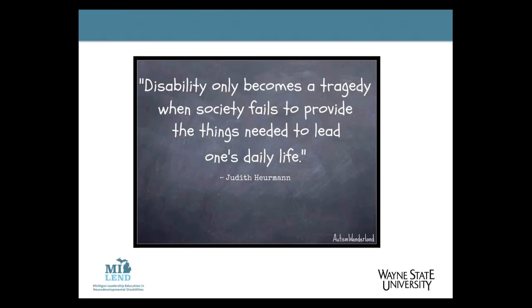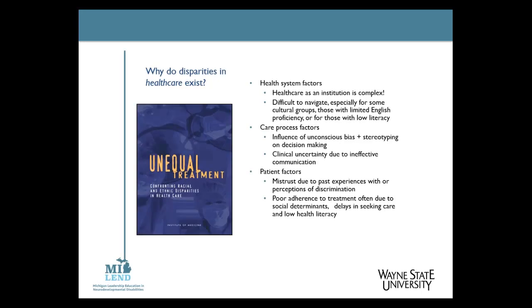So in thinking about social determinants of health that way, and bringing it back to our world of disability, we can start to realize that disability only becomes a tragedy when society fails to provide the things that are needed to lead one's daily life. And that moves us into thinking a little bit about what is our role in helping people lead their daily lives and live to their utmost capability. And that is what healthcare disparities focuses on. Because we know that we can take a snapshot for any given community at any given time and see that there are differences in the quality of life or health that they're experiencing. The data I just reviewed showed us that.